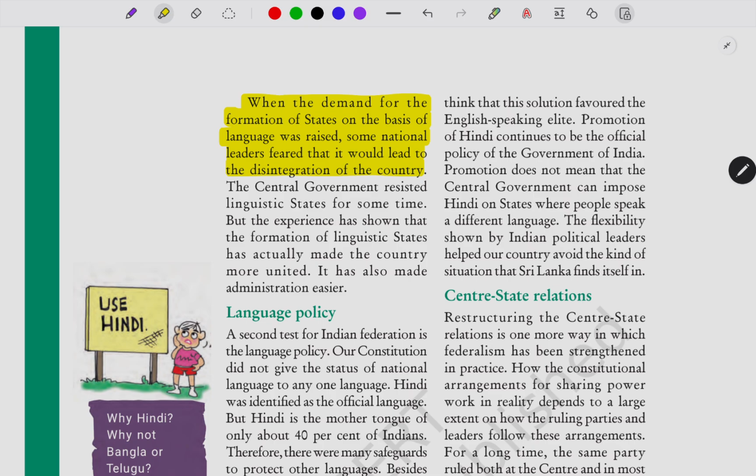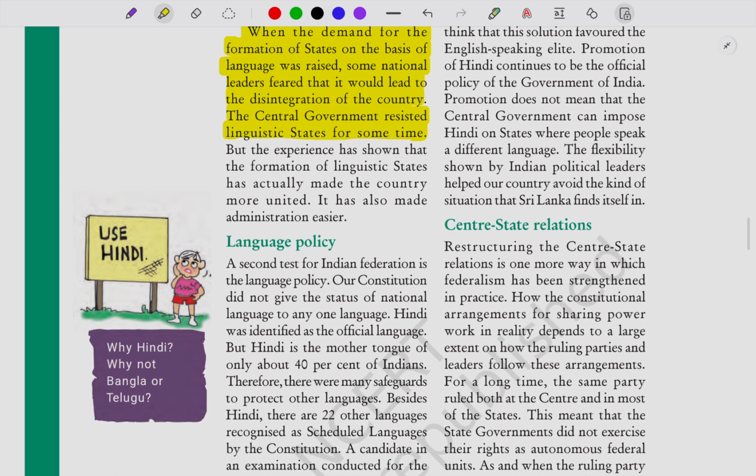What was the fear of the national leaders when the demand for the formation of states on the basis of language was raised? One mark question: they thought that the country will be disintegrated if linguistic states were created. Okay, and that is why the central government resisted linguistic states for some time. And what has linguistic states done for India? It has increased the unity of the country, and it also made the administration easier.